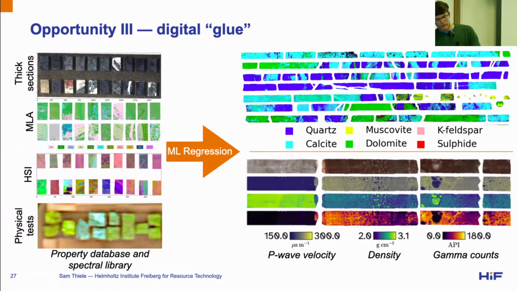At the extreme level, you can use this information to build regression models, to build machine learning models which can predict or upscale your mineralogy across an entire drill core, or also pretty much any other property that you can measure that you think may be related to the hyperspectral information.